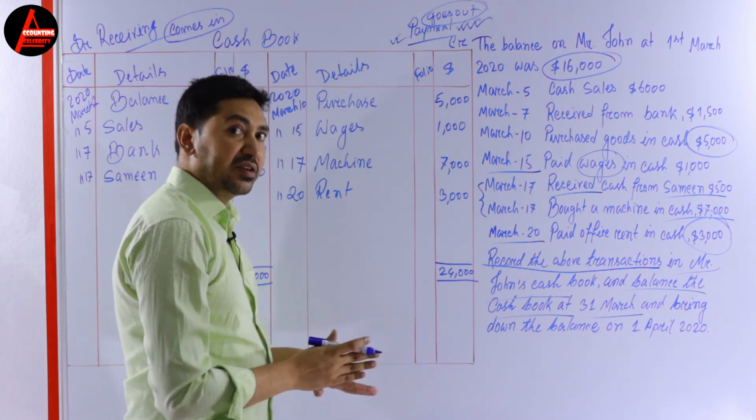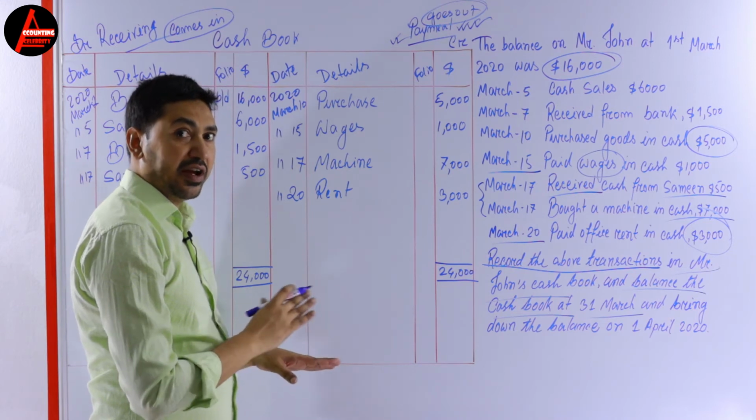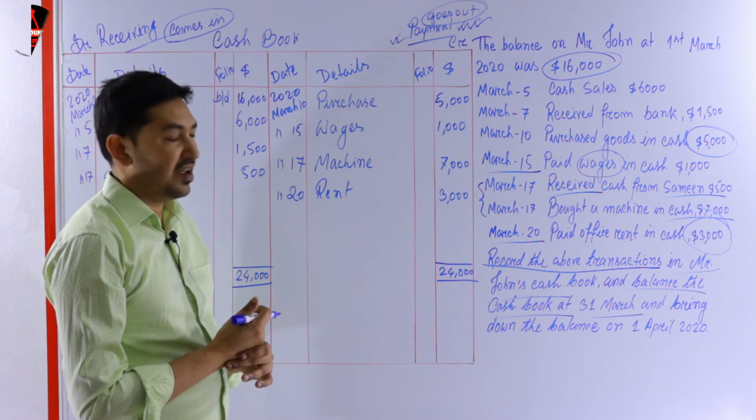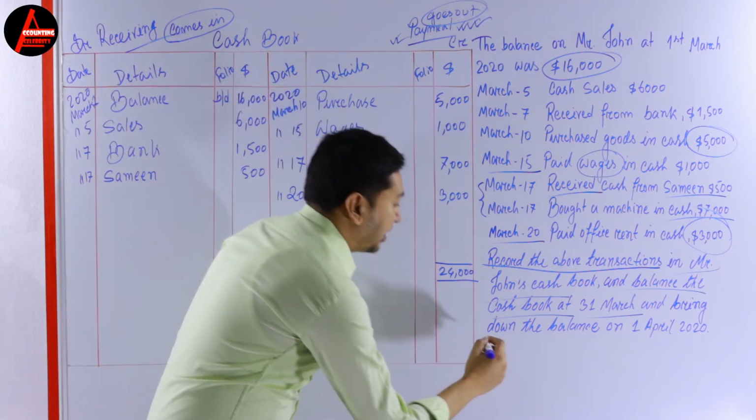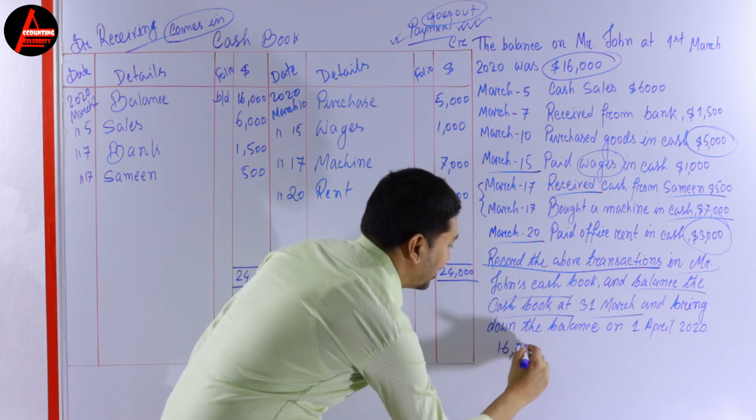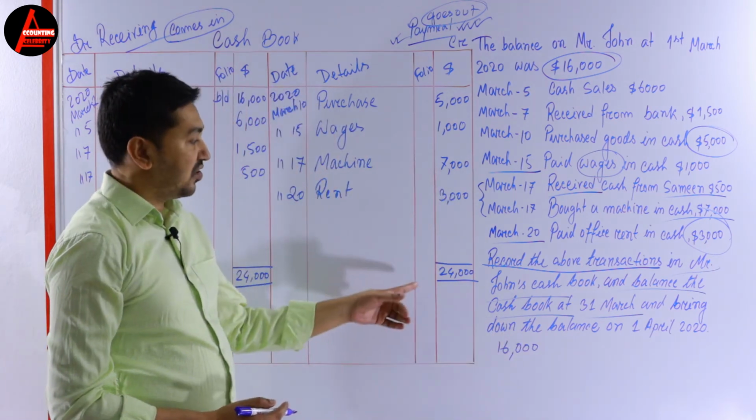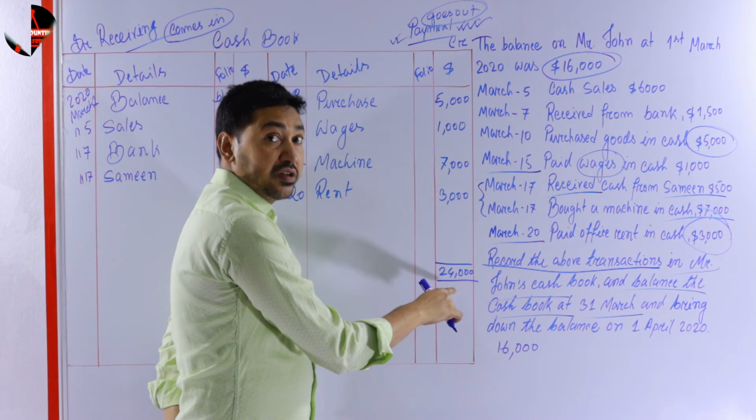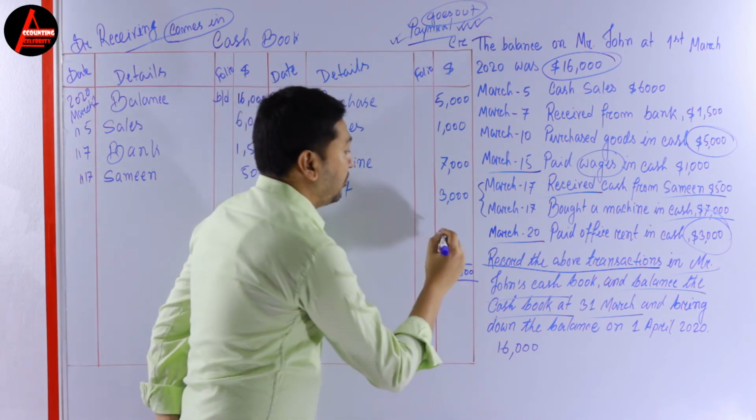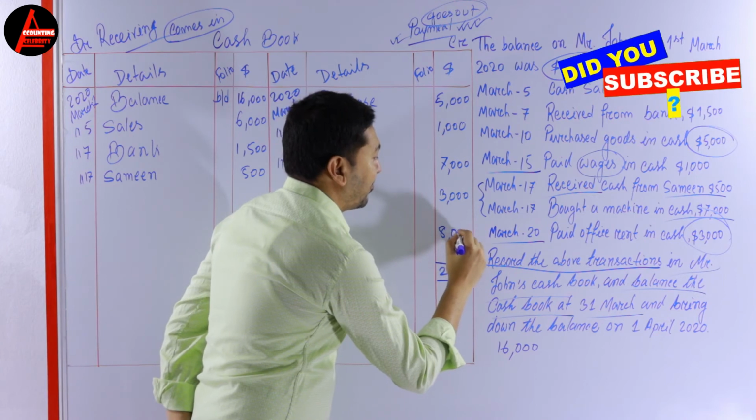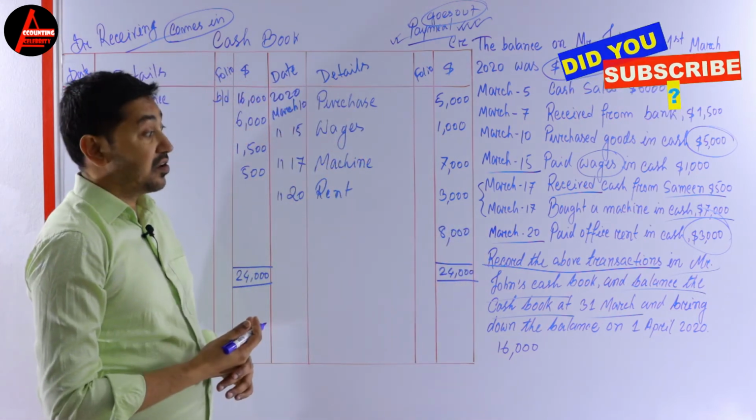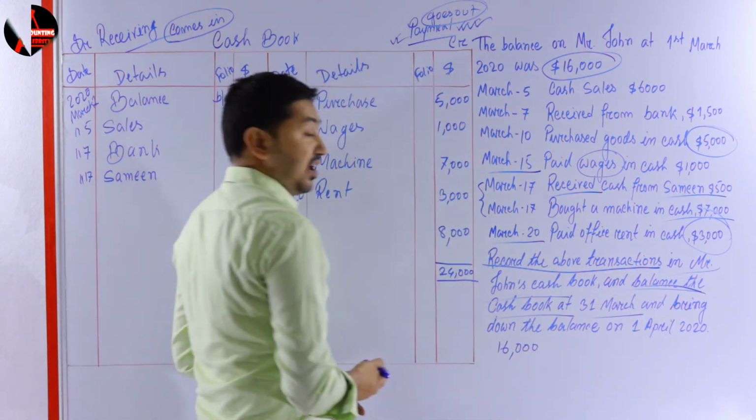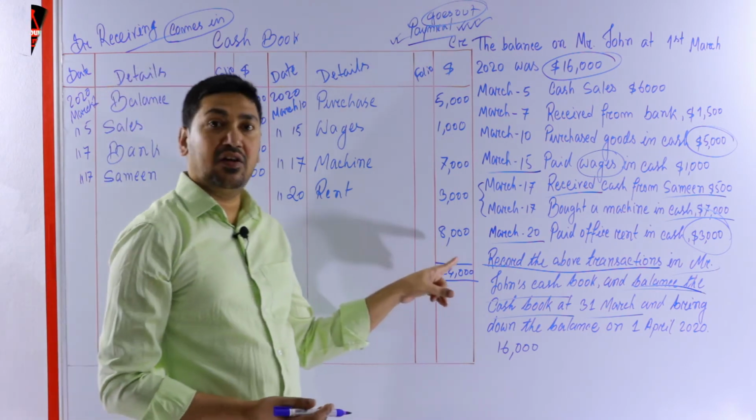Actually, balancing the cash book is like extracting the difference between the debit and credit columns. So here if you add, you get $16,000. Now you have to subtract this $16,000 from the total value, 24,000. So if you subtract, you get $8,000. So this $8,000 is your balance. Here it is said to balance the cash book. Yes, we balanced, we got $8,000.